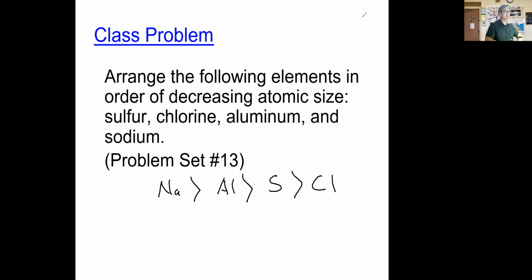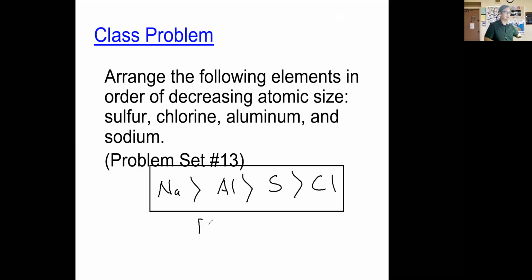So this is representing a period trend, the period 3 elements. Sodium's furthest to the left, it's going to be the largest. Chlorine is furthest to the right, it's going to be the smallest. And so this is the period trend here. Okay, very good, folks.